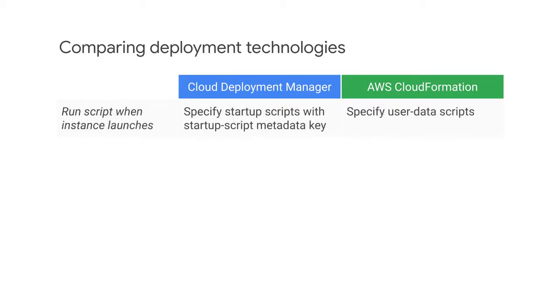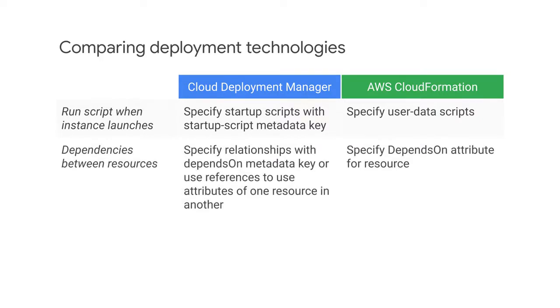In AWS CloudFormation templates, you can specify user data scripts to run when launching Amazon EC2 instances. In a Deployment Manager configuration, you can define a metadata key called a startup script to use with inline commands or a script file to run when the VM launches.